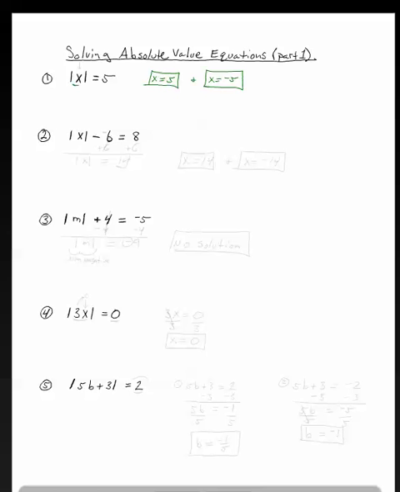The reason they're solutions is because if I plug them in for x, the absolute value of 5 would give me my 5, and the absolute value of negative 5 is also 5. So those are both solutions.